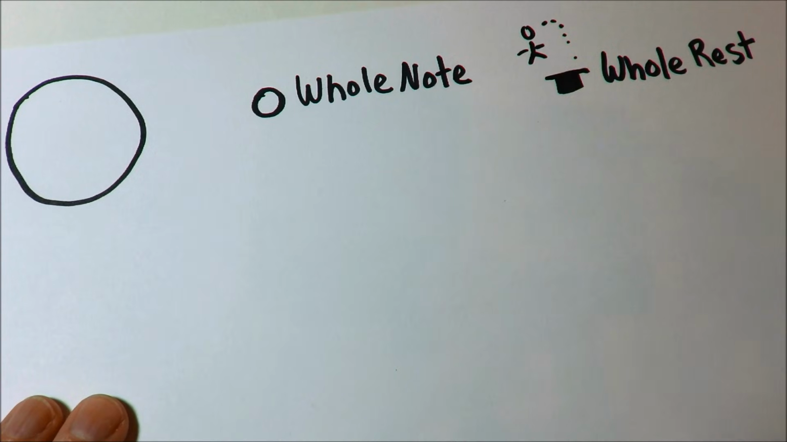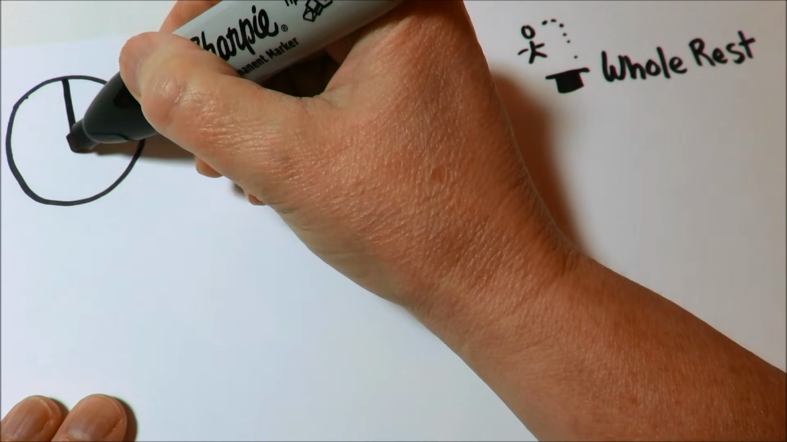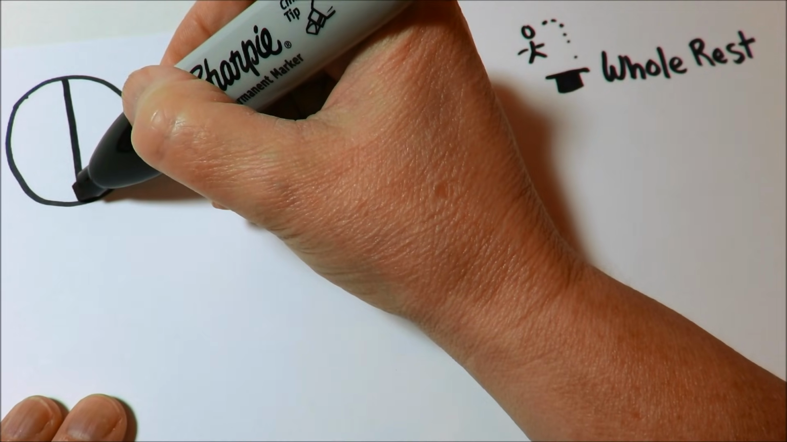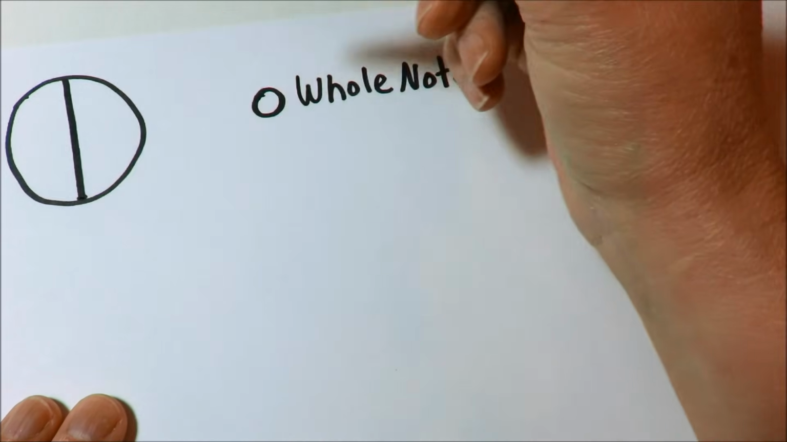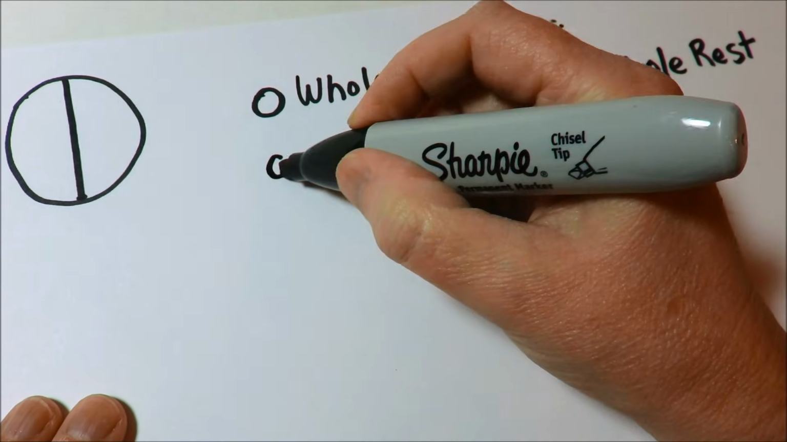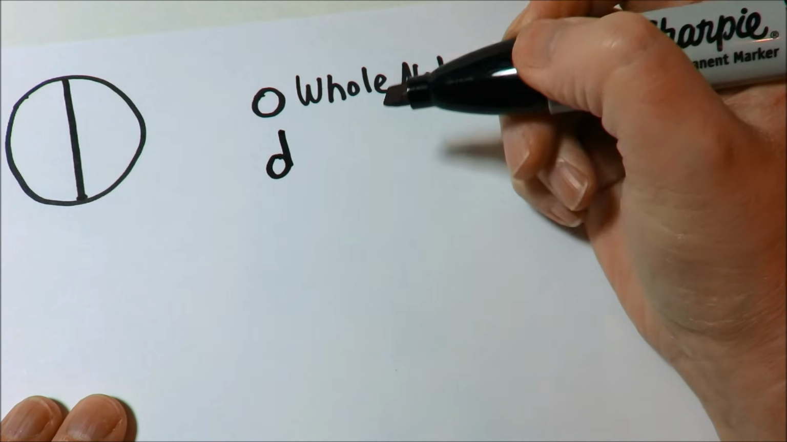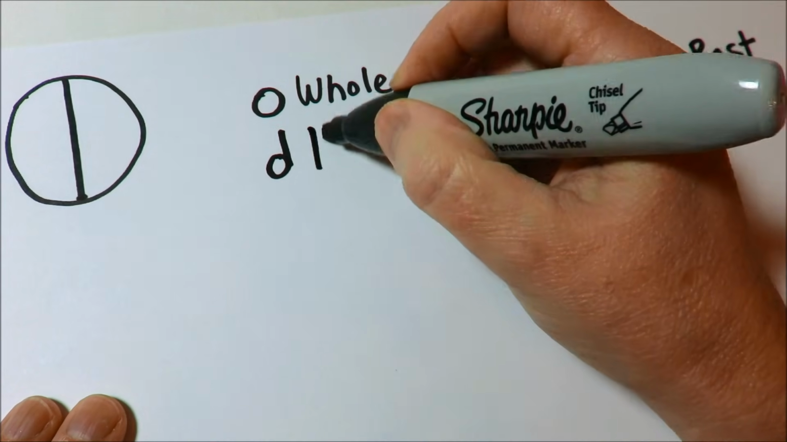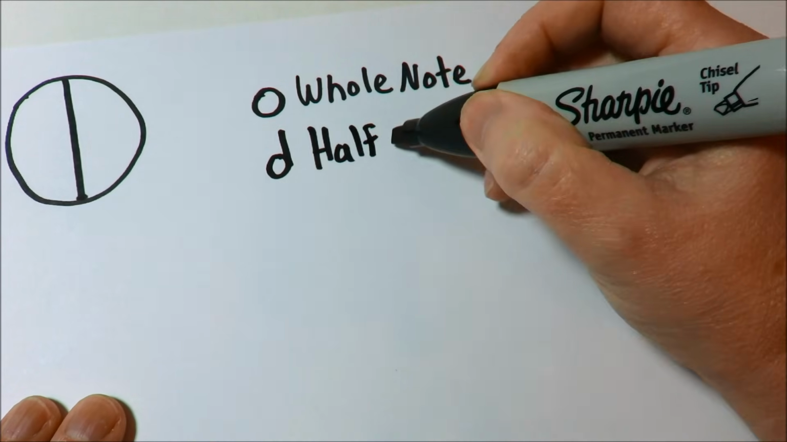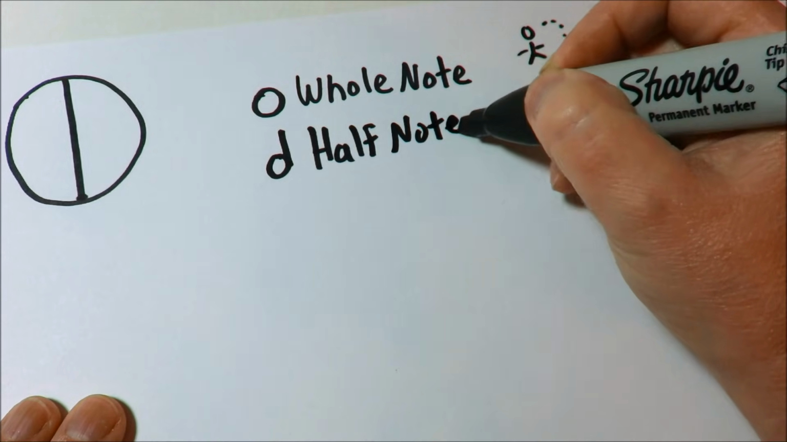Let's come over to the pie. Cut it in half. Yeah, if you haven't guessed already, the next note down, a hole with a stick that cut it in half, is a half note. Make sure you write the name to the right.